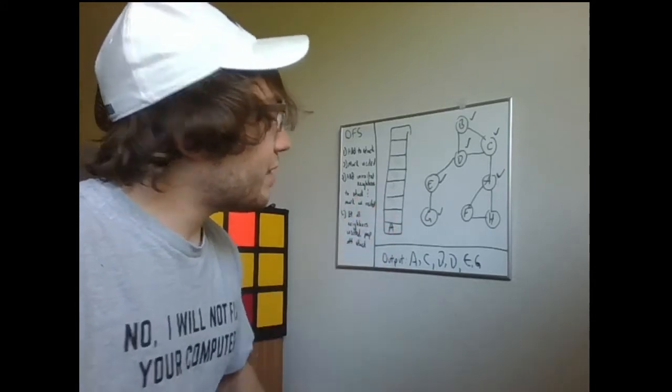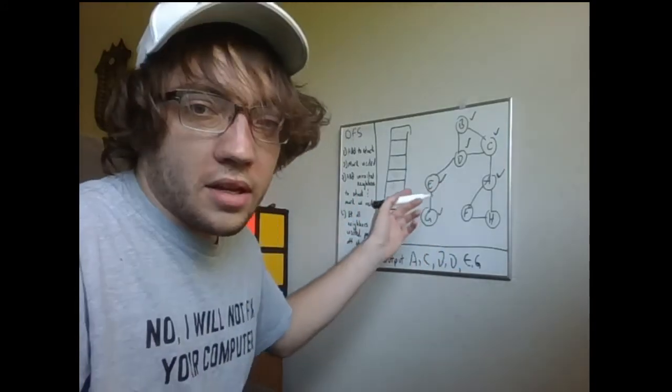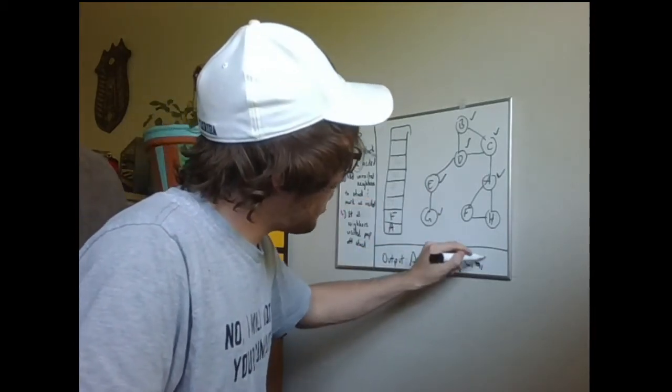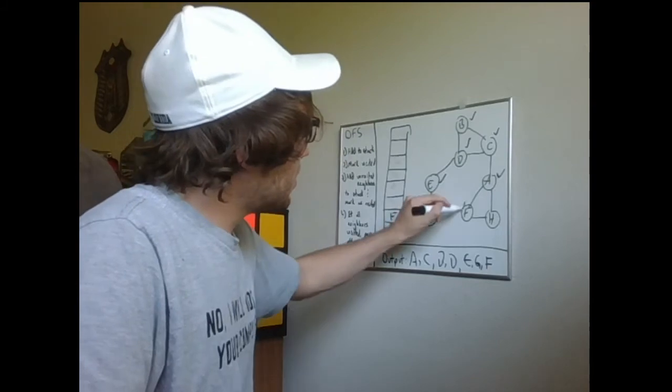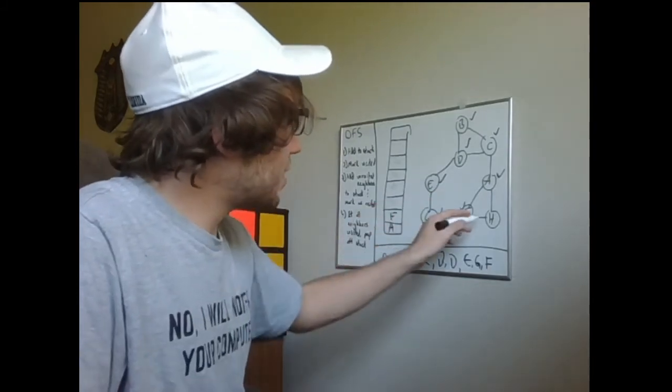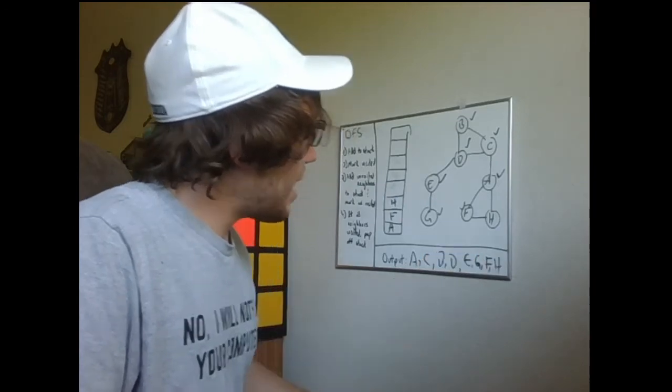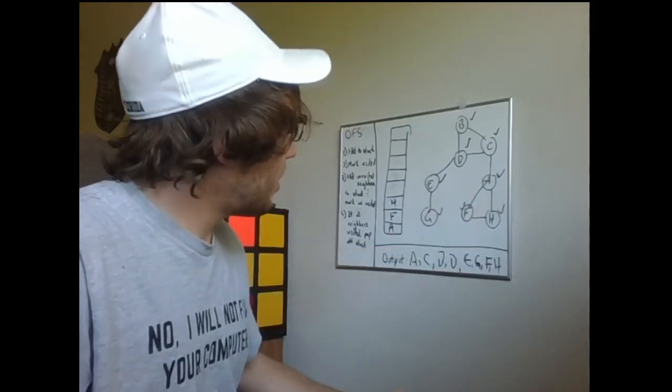So does A have any unvisited neighbors? Yes, it does. It has F and H. F is the lower one, so we'll pop that, put that in the output. Okay, does F have any unvisited neighbors? Yes, it does. It has H, so we'll put that on the stack, mark it as visited, print it in our output.